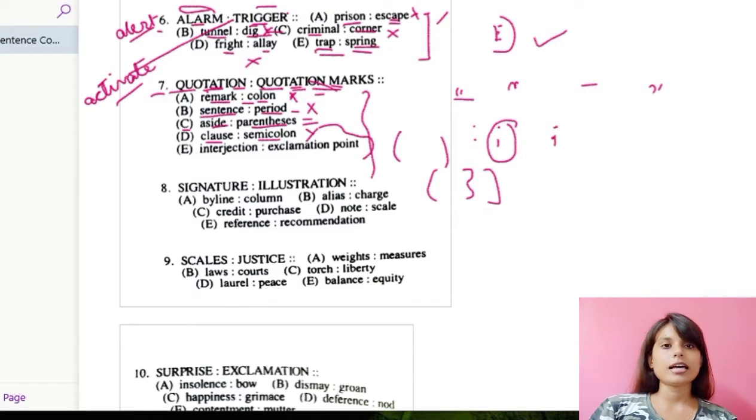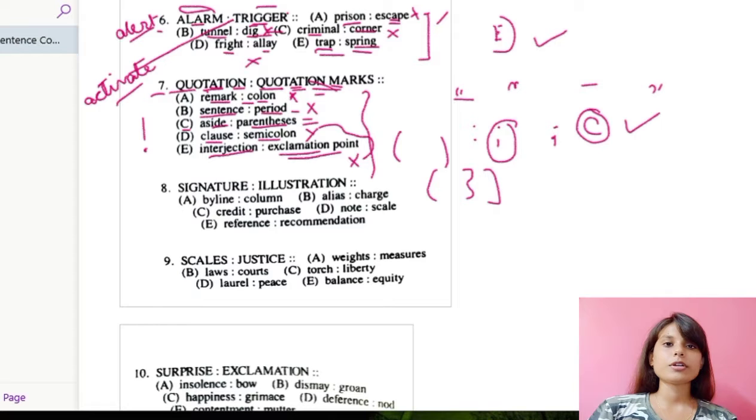Let us check the last option, that is interjection and exclamation point. Interjection means you are exclaiming and telling something, like bravo, I won the match, or you can say alas, we lost him. So that's interjection, and exclamation point is a line with a full stop. So this is also not making good sense. So number C would be the correct option to number 7, that is aside and parenthesis.